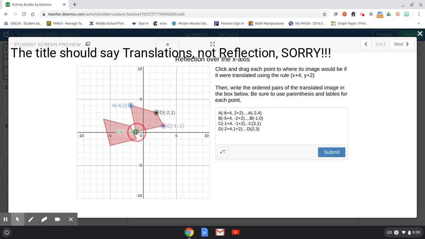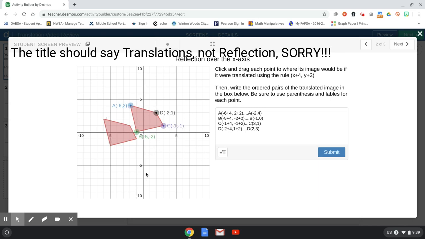Now here's the important thing to remember about what we're doing. Same thing with reflection as well as right now with translations. When I reflect or translate an image, the shape does not change. All the sides are the same length, all the angles are the same. It just slides. A translation is a slide. Doesn't flip, doesn't turn, it stays exactly the same size. It just moves to a new location on the graph.